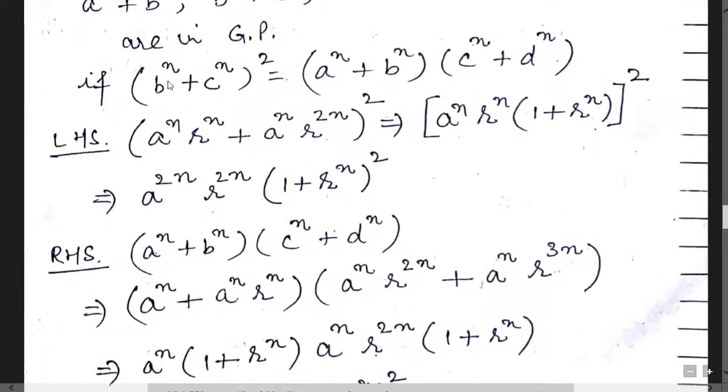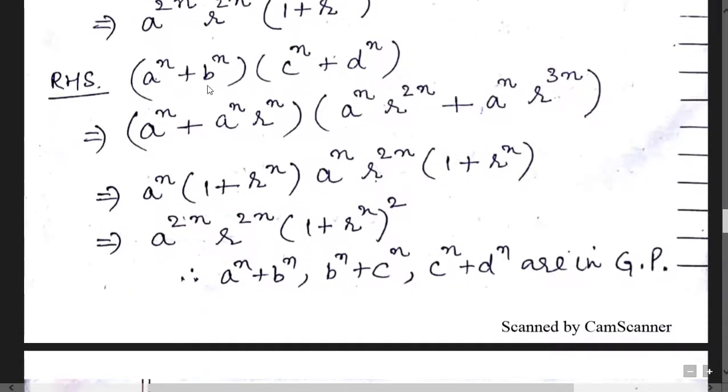Now in the left hand side, B raised to power n. What is the value of B? B is basically AR. And what about C? It's AR raised to power 2. Insert these values. Then A^n R^n is common. You can write A^n R^n times (1 plus R^n) whole square. Then the first term is A raised to power 2n, R raised to power 2n, and the third term is (1 plus R raised to power n) square.